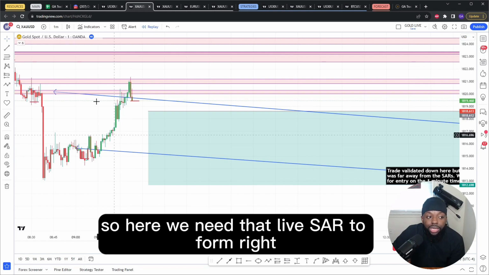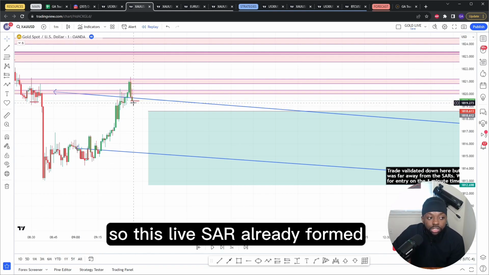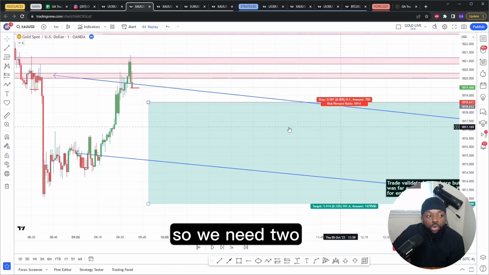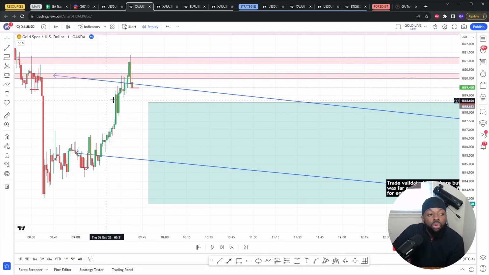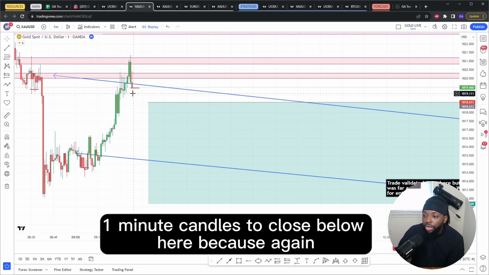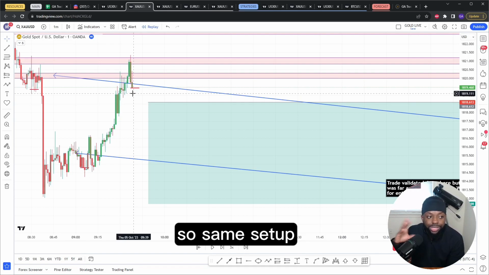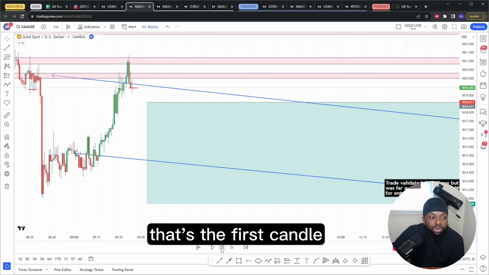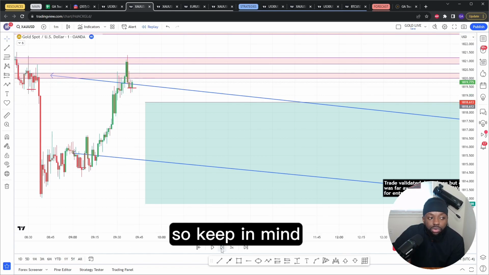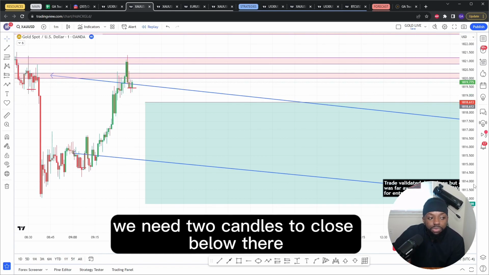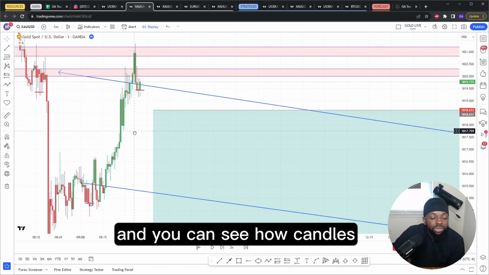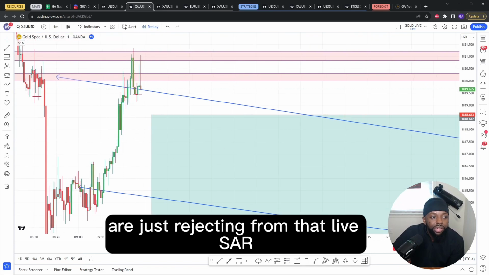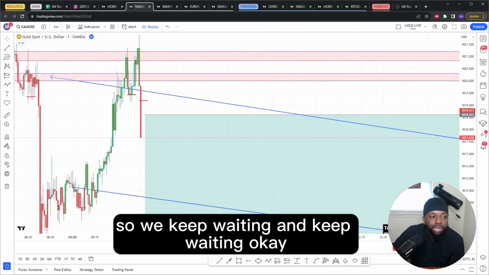So here we need that live SAR to form, right? This live SAR already formed, so we need two 1 minute candles to close below here, because again, break and continuation, same setup. There you go, that's the first candle attempting to break and close below. Keep in mind, we need two candles to close below there, and you can see how candles are just rejecting from that live SAR. So we keep waiting and keep waiting.